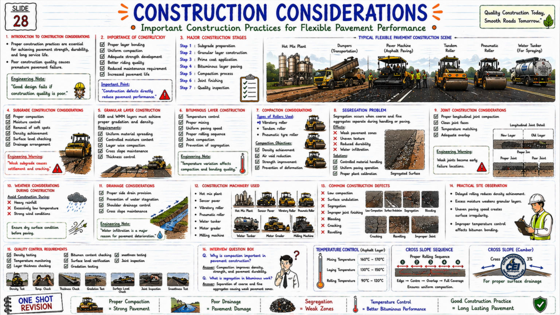Now let us look at the third topic. 3. Major construction stages. What is the flexible pavement construction sequence? Step 1. Subgrade preparation. Step 2. Granular layer construction. Step 3. Prime coat application. Step 4. Bituminous layer paving. Step 5. Compaction process. Step 6. Joint finishing. Step 7. Quality inspection. And this complete sequence is shown in the right side construction scene.